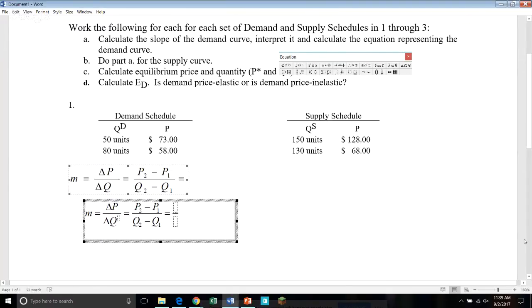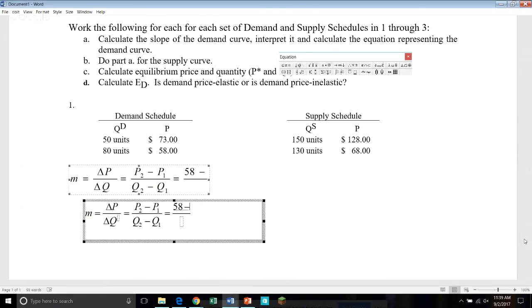The second price in the demand schedule for problem 1 is $58, but we're not going to put the dollars and cents in the arithmetic because that's cumbersome. This is not a declarative statement. This is a math calculation. We'll show you where that shows up in a minute. And the first price is $73, so I have 58 minus 73 up top. And then the denominator, I've got the second quantity of 80 units, so we just put 80, and then minus 50 units down below. And so that's your first step.